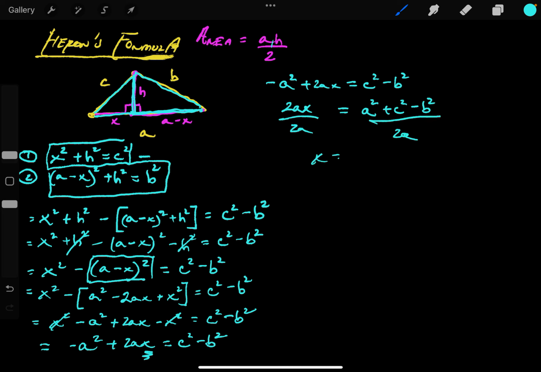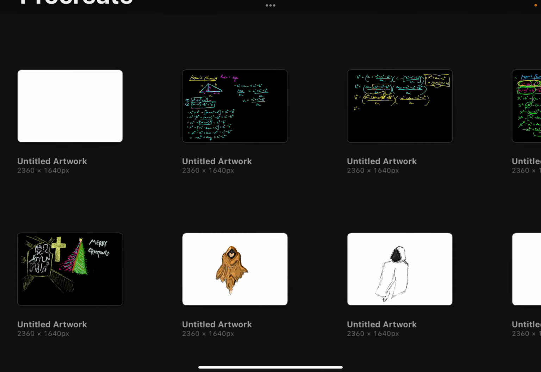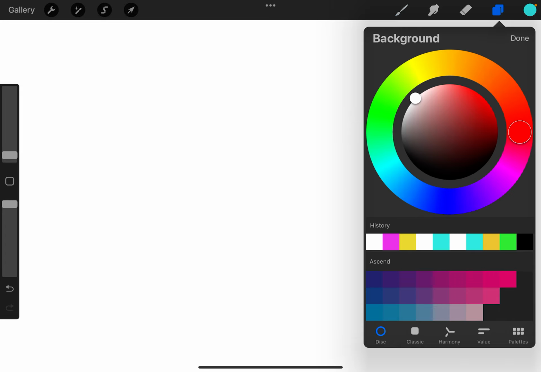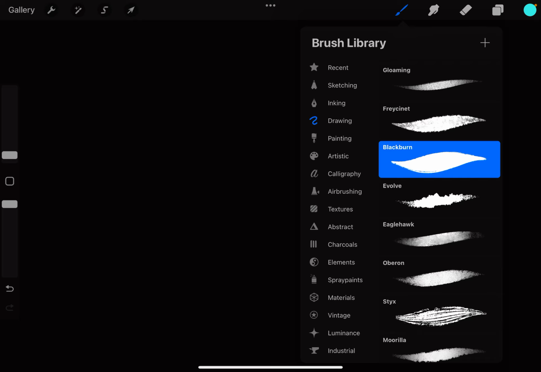And I get x is equal to this expression right here. And this is not too bad. Now that's step one, and that's the easier step, I'm not going to lie. So we got to remember what x is. So I'm going to go to another page, and I'm going to remember what x is. And I got x is equal to a squared plus c squared minus b squared all over 2a.